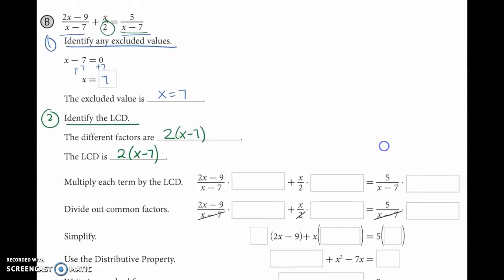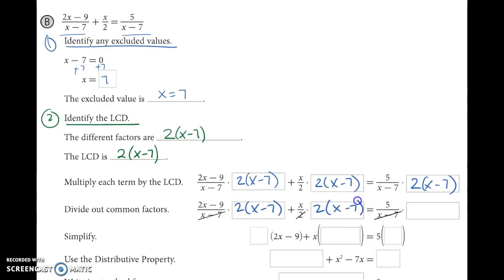And notice that in this original equation up here, there's 3 terms. There's this plus this equals this. So when we multiply by our LCD that we just found, we're going to multiply each of those by it. So we're going to multiply by 2 times x minus 7, 2 times x minus 7, and 2 times x minus 7. And let's see what we can cancel out here. Oh, it looks like they want us to fill in these blanks twice.